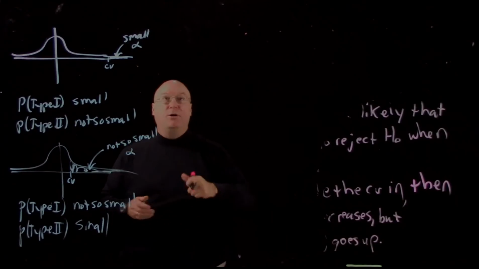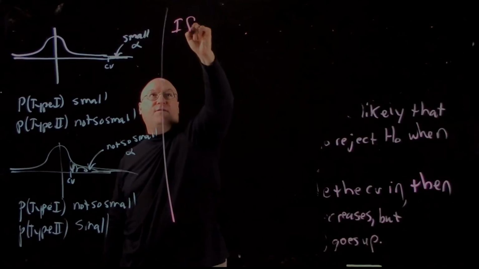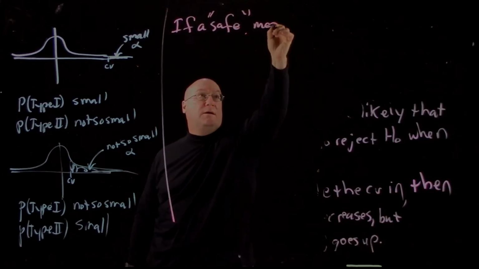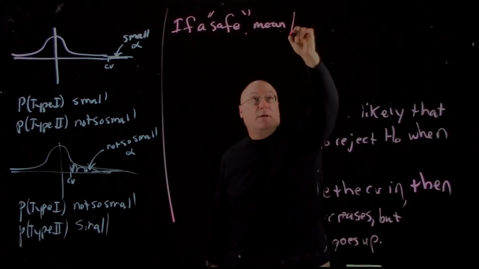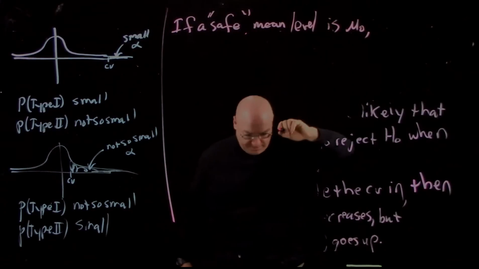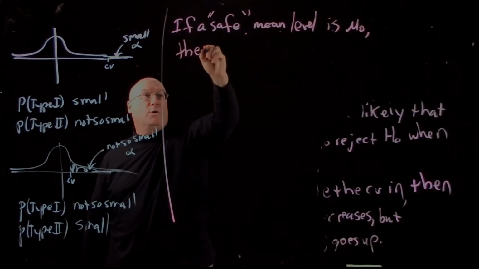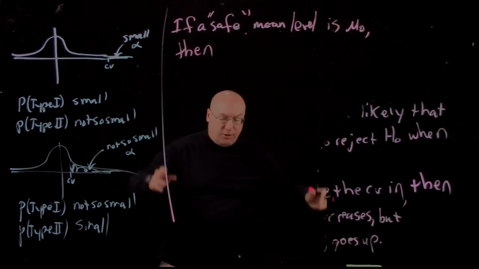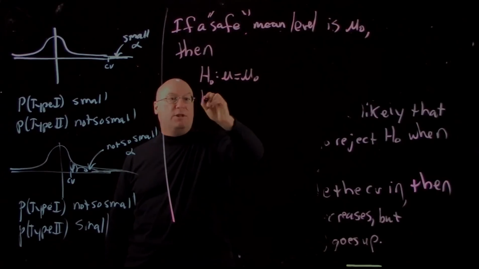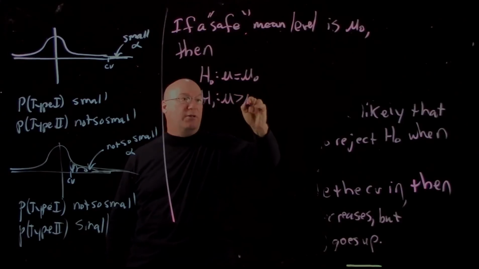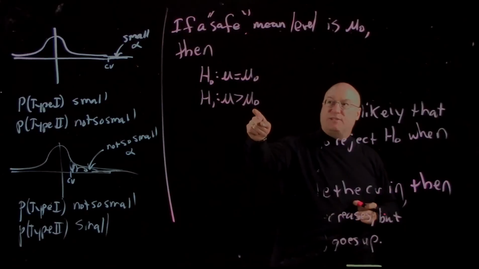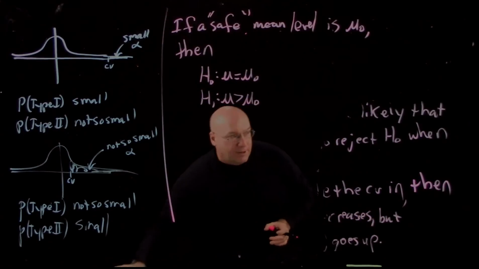So let's suppose a safe mean level of some dangerous pathogen is mu sub 0, then we're going to test the water for E. coli or something like that. The null hypothesis would be that mu is mu 0. The alternative hypothesis would be that mu is greater than mu 0 because we want to catch it, right? I want to catch it if it's bigger than this safe level. We've got to keep people out of the water, right?